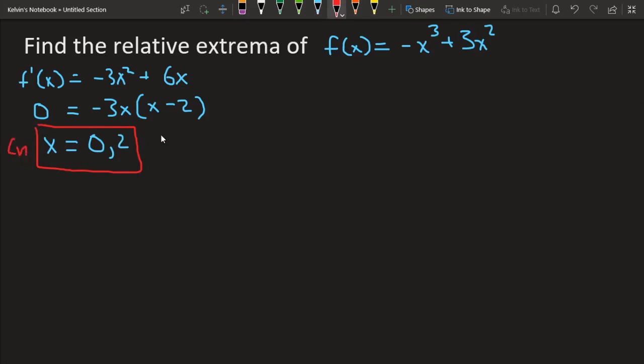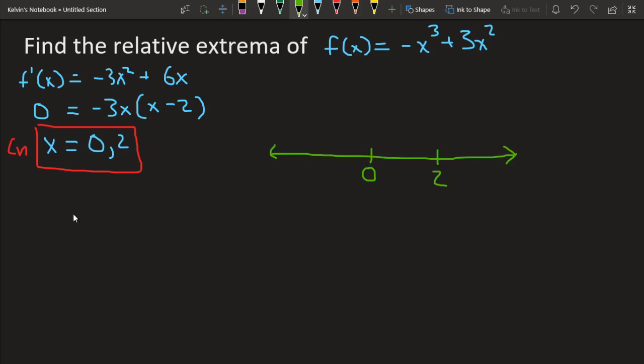Critical numbers. And now for the next step of the problem, we have to plot these points on a number line. So 0 and 2, like so. So now we have to find the sign change of certain intervals. So for example, from negative infinity to 0, we can figure out the sign of it by plugging in a number between negative infinity and 0, such as negative 1, for example.